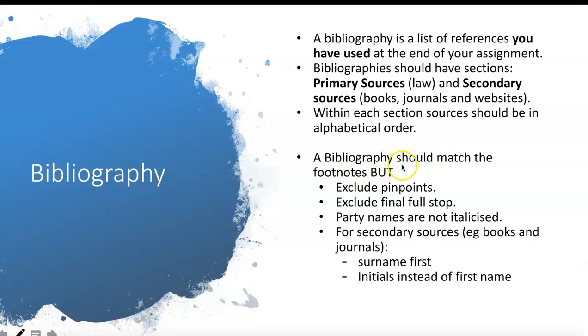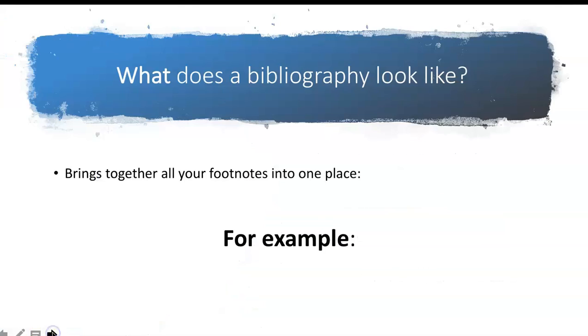A bibliography should match the footnotes, except you should exclude any pinpointing of pages or paragraphs. Exclude the final full stop, which is normally included at the end of a footnote. Party names should not be italicised. And for secondary sources, that's books and journals, the surname and first name is swapped so that the surname is first and you use initials instead of the first name.